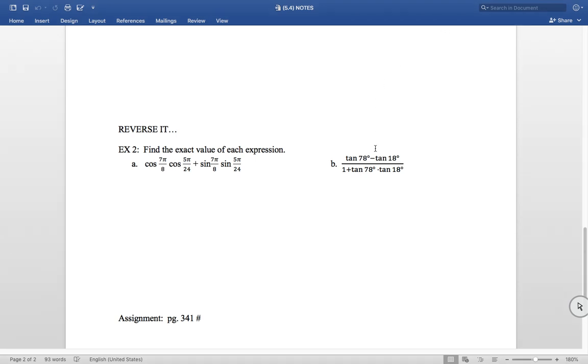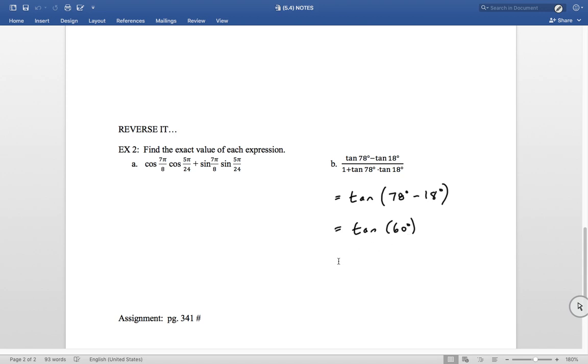This is a difference identity for tangent. And so you would go back up and look at the difference identity for tangent, and you're just going to go backwards. Angle alpha is 78, angle beta is 18. So we're going to reverse this. This would be the same thing as the tangent of 78 degrees minus 18 degrees. We use a minus because tangent has the same sign: if you're using a minus, it's minus; if you're using a plus, it's plus. And 78 degrees minus 18 degrees is simply the tangent of 60 degrees.